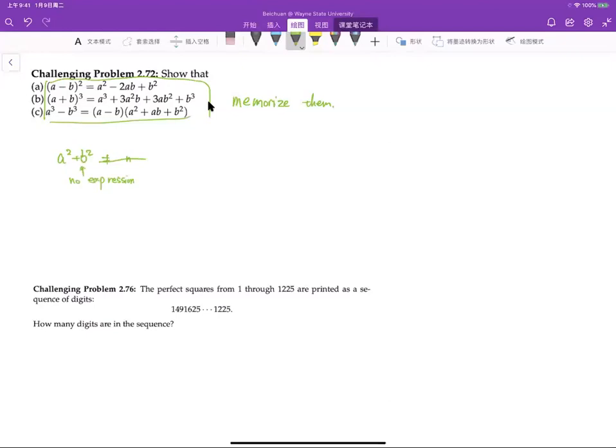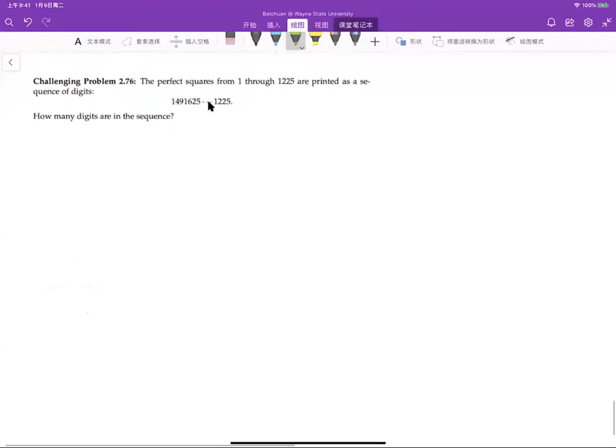But in the future, when you're in high school or going to college, you will learn an expression for that, but it depends on something else. So it depends on the imaginary numbers. So that's another story. So at this moment, you just need to know that there's no expression for a squared plus b squared. Okay. All right, so for 2.76, basically you want to know how many digits there are.